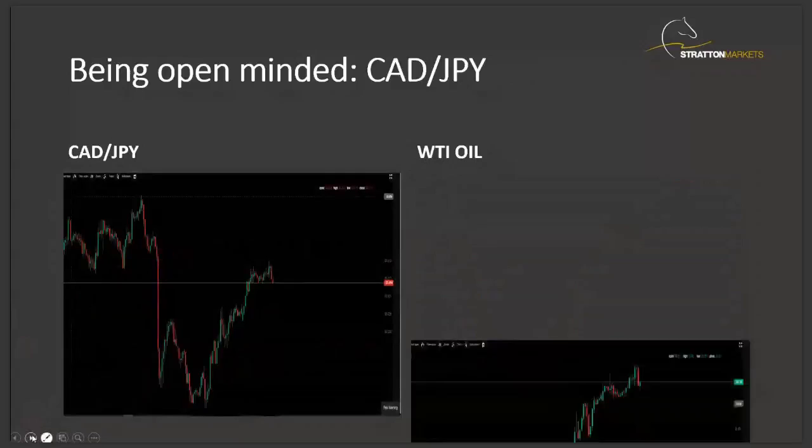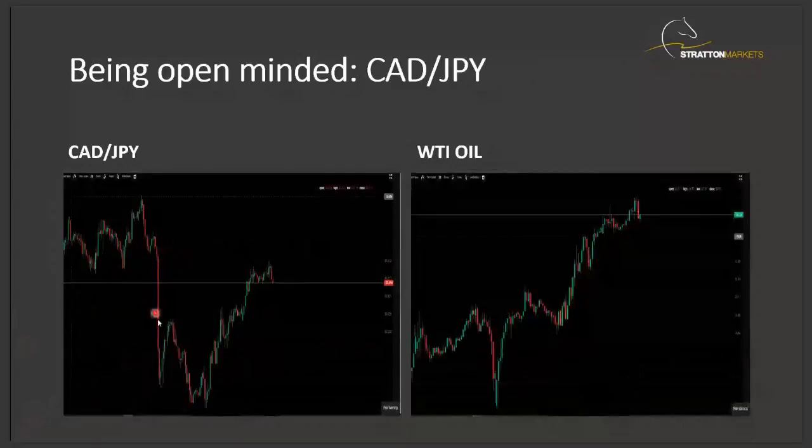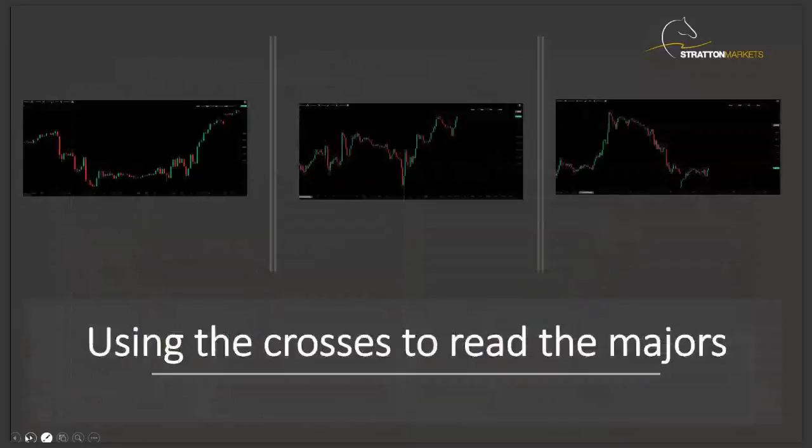As you see, the big drop in the Canadian dollar against the yen mirrors the drop in oil prices. However, as you can see, as oil prices started to rise, so did the Canadian dollar against the Japanese yen. Okay, so again, it's understanding these links between all the different types of assets out there and understanding the relationship. And here's another thing. This is how you can use the crosses to understand the majors.